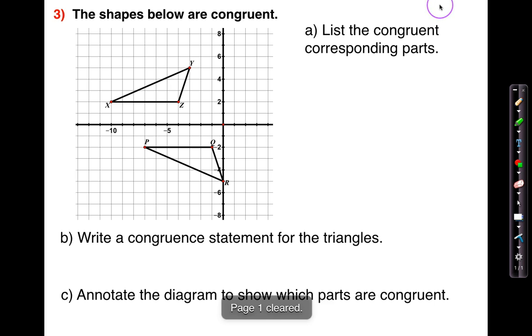Okay, so now moving on to number 3. It says the shapes below are congruent. So with that said, I'd like you to go ahead and pause the video and give number 3 your best shot.